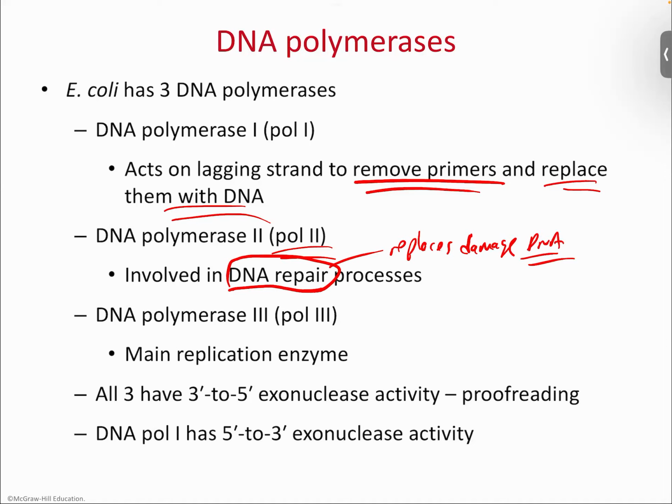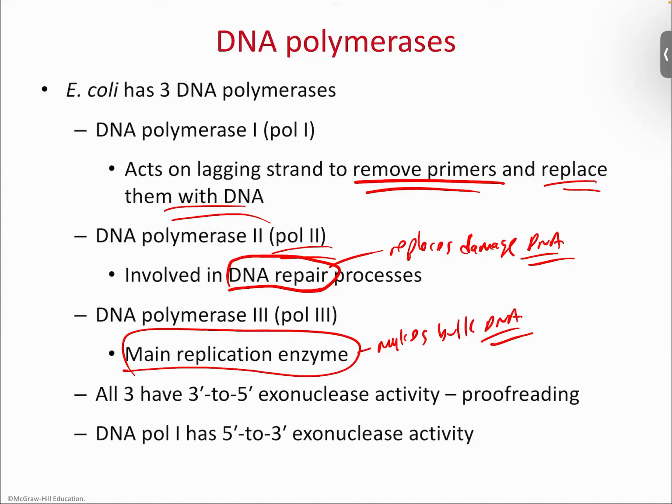Now, pol 3 is the big lifter, right? This is going to be your main enzyme. This basically makes the bulk DNA. So between the three of them, you have DNA polymerase 3, which makes most of the DNA. Pol 1 will come in and remove the RNA primers and replace them with DNA. And then pol 2 is specifically only involved in DNA repair, which will actually come in and replace damaged DNA. Right, so they have three very different functions.